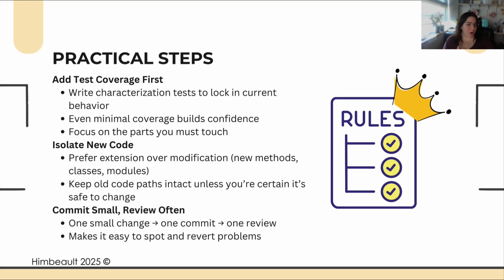Now, when we're adding new code, we really want to try to isolate our new code, and this means that rather than modifying code that is already scaffolded within the code base, we're going to bring in our own brand new file. We prefer to extend the code over modifying it. This means that we can keep all of the old code paths intact without touching any of them and still safely integrate our new code into the project. We also want to make sure that we are doing small changes, commit early, commit often. This way, if something does break, it's very easy for us to spot what it was and revert it back.